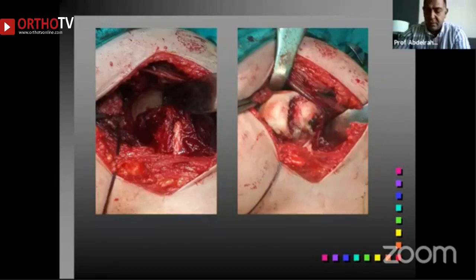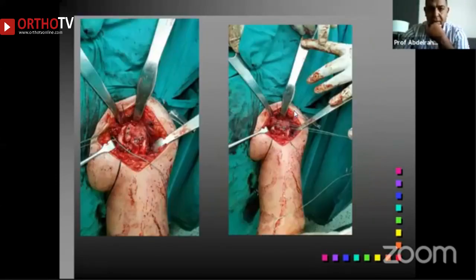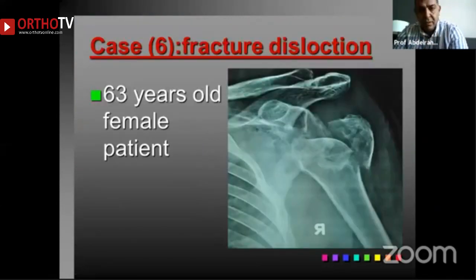This is a photo. She had also a big Hill-Sachs lesion. And here we do autograft from the iliac bone, fixed by 2 screws. And after that, we refix the subscapularis with its stay suture, and the patient did well.